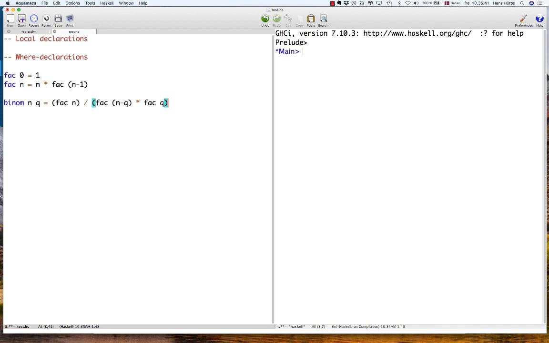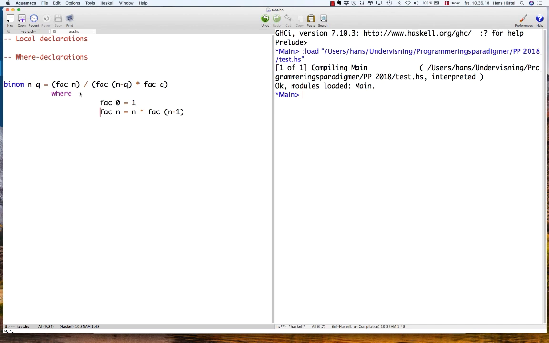But suppose the only place we ever want to use the factorial function is inside the definition of binom, then it's a bit silly. It would be nicer if we could simply write fac as a local function. We would write where, and then we would write it in here. And let's try to do that. Let's simply take this and put it here. Bit of indentation. Let's give this to Haskell. Haskell's happy.